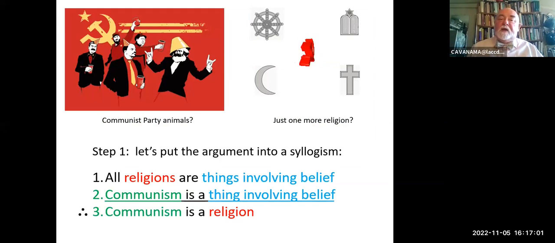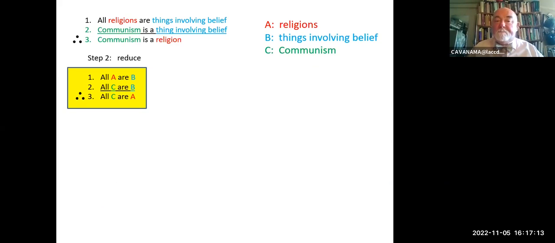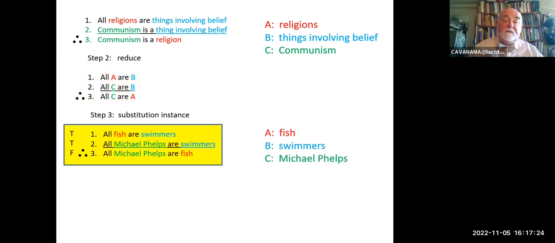Well, okay, let's put the argument into a syllogism. We could go this way. All religions are things involving belief. Communism is a thing involving belief. Therefore, communism is a religion. A's, B's, and C's here. All A are B, all C are B, therefore all C are A. We've reduced our substantive argument to its skeletal form.